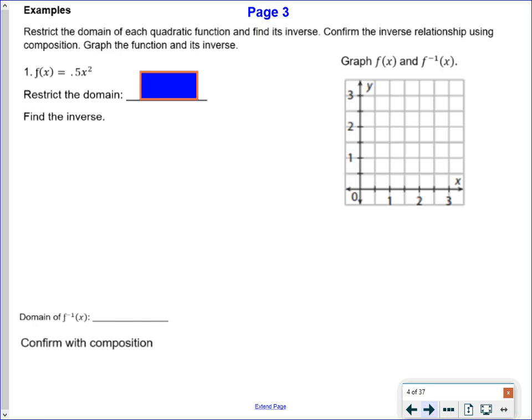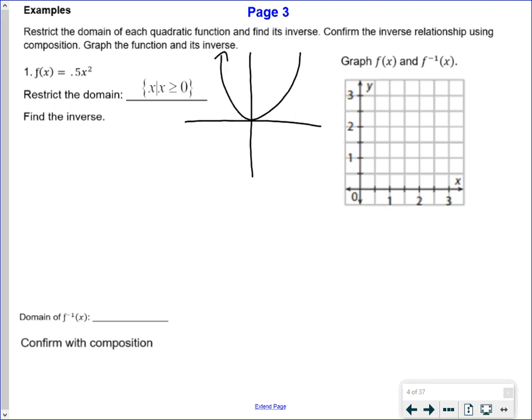So now we're going to talk about how to figure out our inverse, how to graph it, and how to confirm that the inverse is actually the inverse. So what we're going to do is restrict the domain first for each quadratic function, and then find its inverse. All right, so when it comes to restricting the domain, for the domain of the f of x function, we want it to be greater than or equal to 0. And why we do that is because, let's say it's the most basic quadratic function, just like that, the inverse is when you flip the x's and the y's.